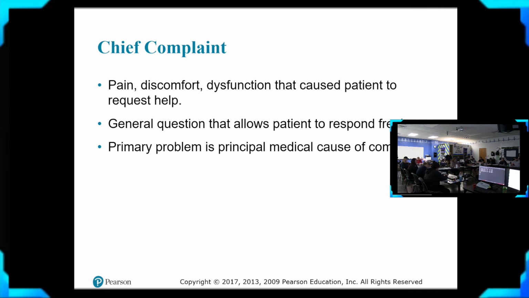Patient's chief complaints are typically going to have to do with pain, discomfort, or dysfunction that cause the patients to request help. Again, that's going to be one of those things that you need to focus on. We'll deal with a lot of people who have a lot of complaints or ailments. Asking them, if you had to pick one thing, what is bothering you the most, gives you an idea of what to start on. Doesn't mean that's the only thing that you focus on, but that's where you need to start.